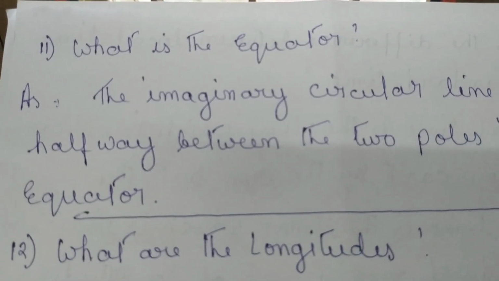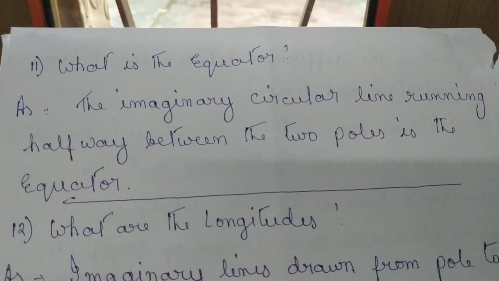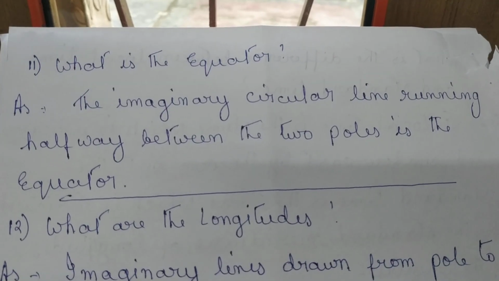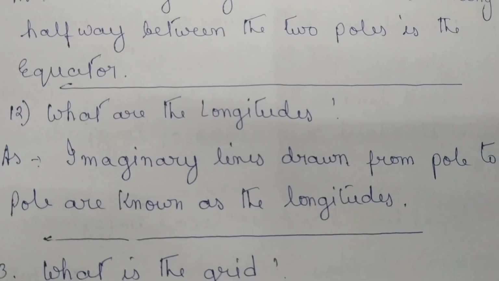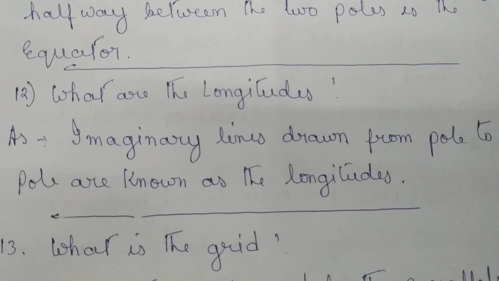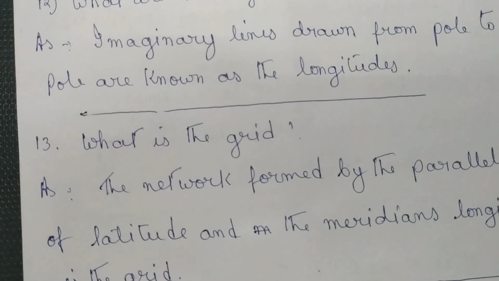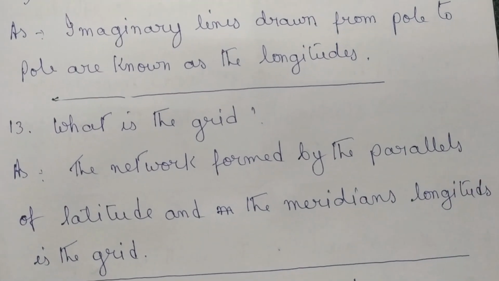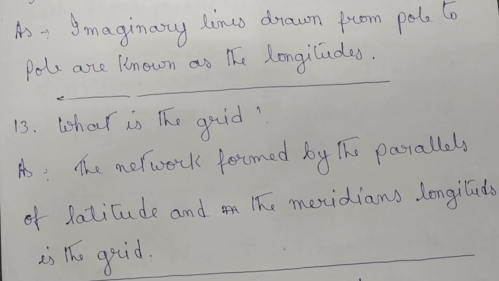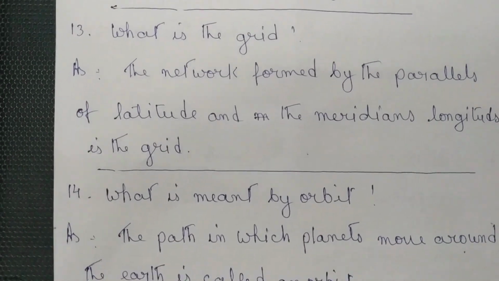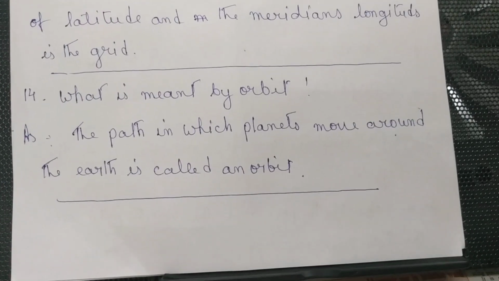What is the equator? The imaginary circular line running halfway between the two poles is the equator. What are the longitudes? Imaginary lines drawn from pole to pole are known as the longitudes. What is the grid? The network formed by the parallels of latitude and the meridians of longitude is the grid. What is meant by orbit? The path in which planets move around the sun is called an orbit.